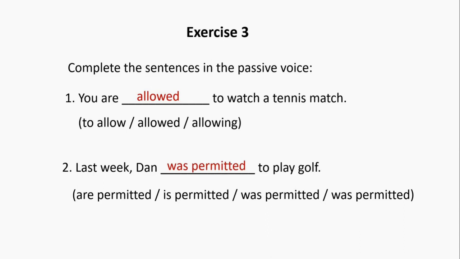And number 2, last week, Dan was permitted to play golf. This is the important word here, last week. Last week tells us that it is in the past. So we're looking for, and it is the 3rd person singular, the past simple 3rd person singular form of the verb be, which is was. So Dan was permitted to play golf, which is the past participle of permit. Was permitted to play golf.